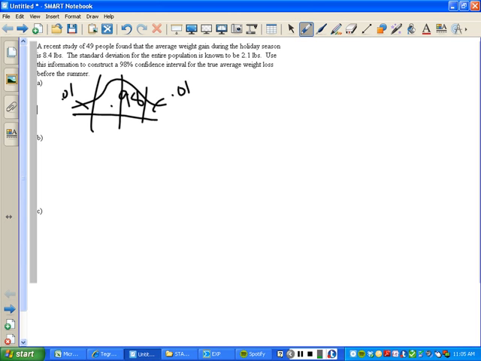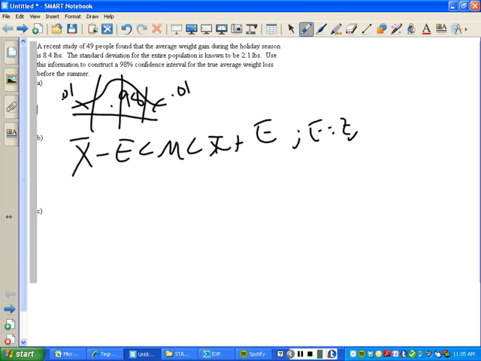Now, part B, you got to know the formula. The formula is, in case you've forgotten, here it is. X bar minus E is less than mu, which is less than X bar plus E, where E is equal to Z alpha over 2 times sigma over the square root of N. That's an E, by the way, and that's an equals. Okay. E equals, that's a T? No, that'd be a Z. It's a Z. Clearly.